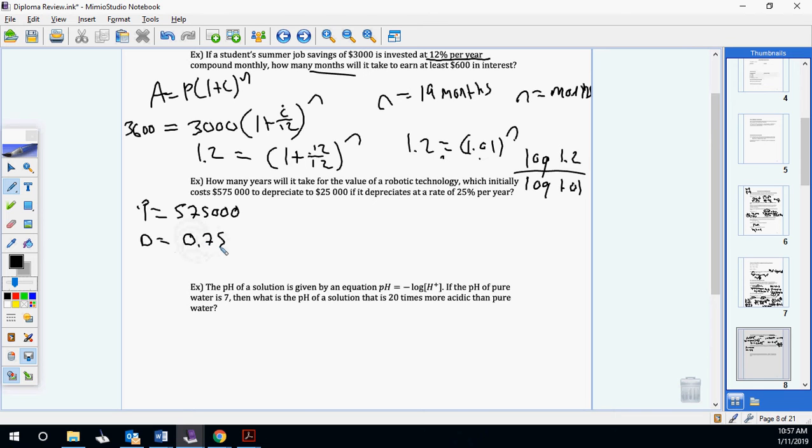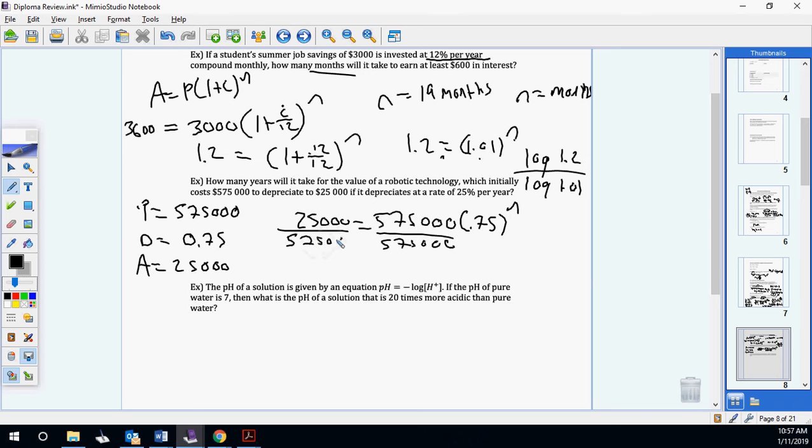Okay, and then we want to know when it's going to be 25,000. So you go 25,000 equals 575,000 times 0.75 to the n. No interest rates here, nothing like that. It's a pretty straightforward decay question. This one's pretty straightforward. We divide the 575. And now we're ready to go.